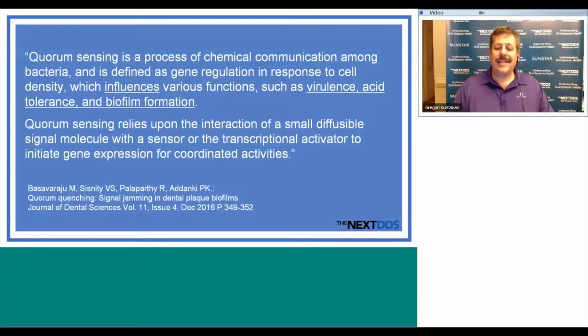Quorum sensing is a process of chemical communication among bacteria, and is defined as gene regulation in response to cell density, which influences various functions such as virulence, acid tolerance, and biofilm formation. Quorum sensing relies upon the interaction of a small diffusible signal molecule with a receptor or transcriptional activator to initiate gene expression for coordinated activities.